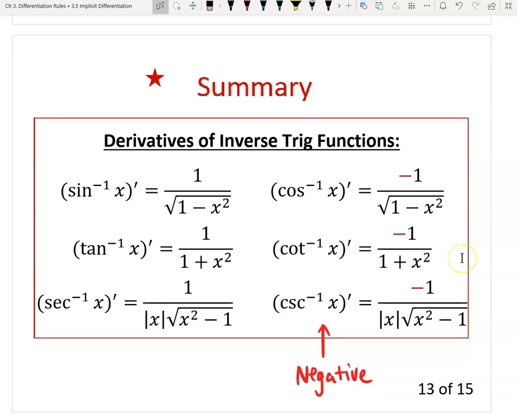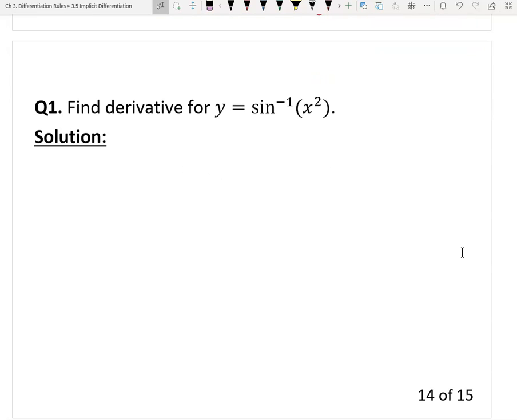And the last, we have 2 questions to practice together. Okay, simple questions. And the first, what to do?